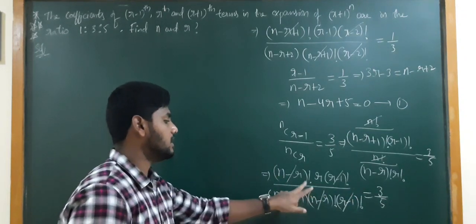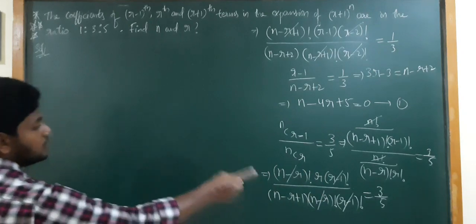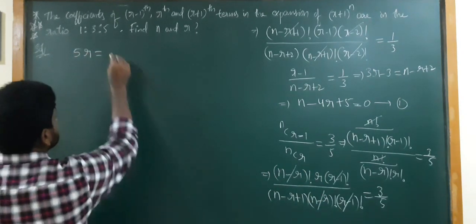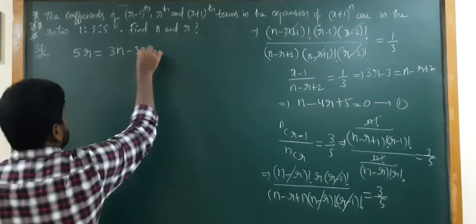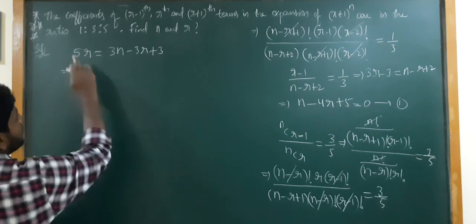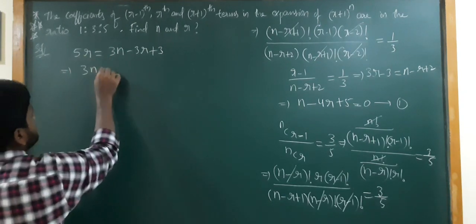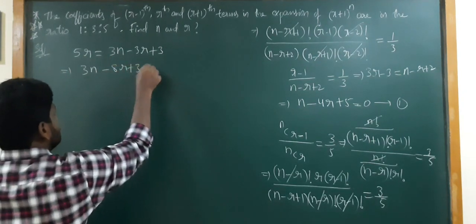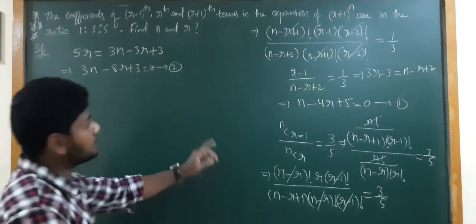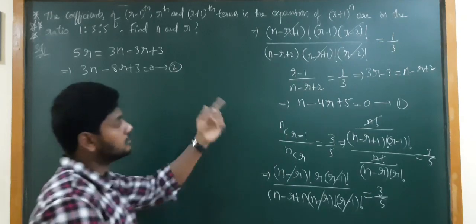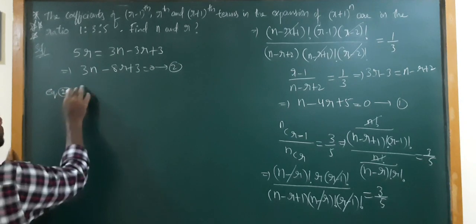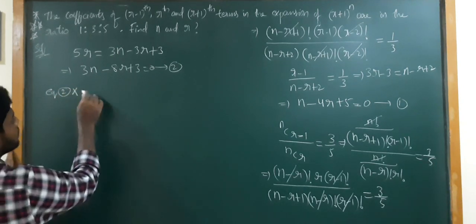Now by using the remaining terms, we will do cross multiplication. So it will become 5r equal to 3n minus 3r plus 3, right? If we simplify, sending this 5r to the right hand side, it will become 3n minus 8r plus 3 equal to 0. This is equation 2.